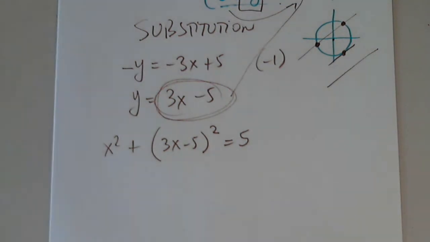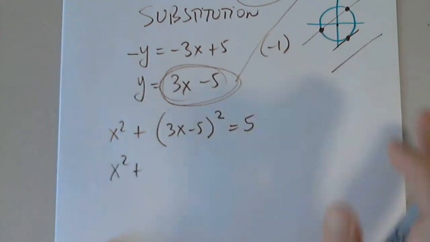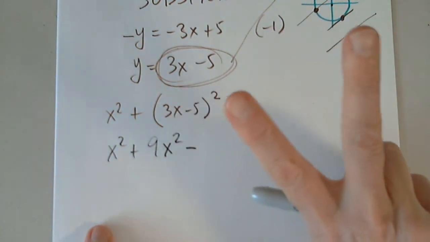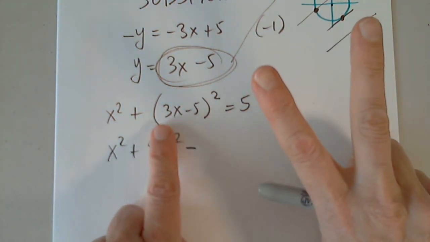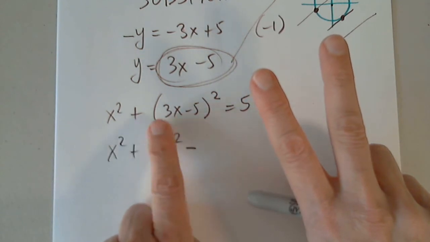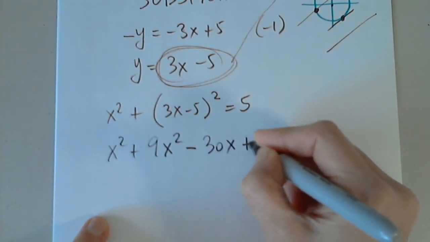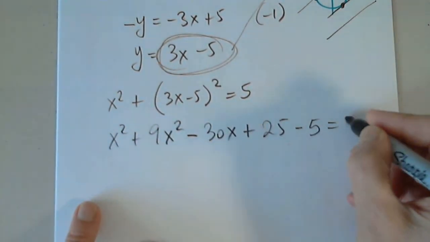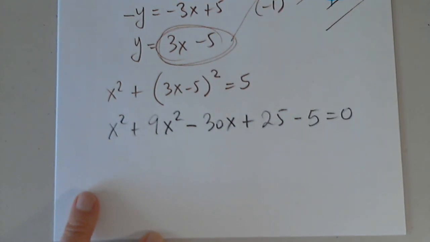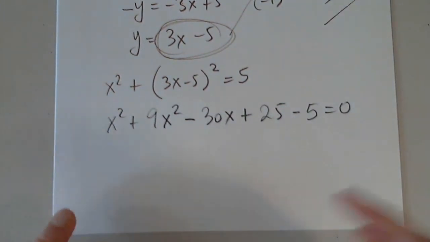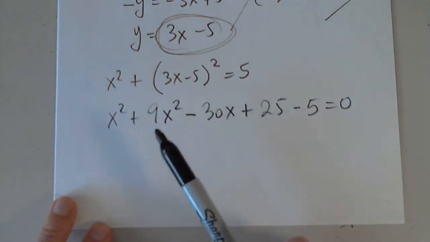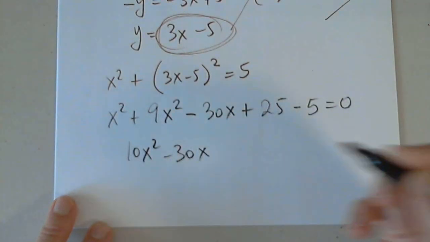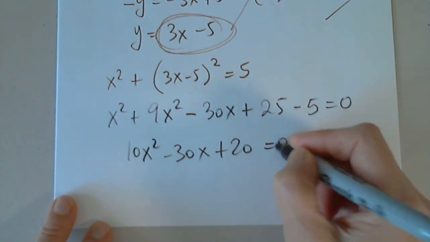Okay, so x squared plus the first term squared, minus 2 times 3 times 5. When I multiply 2 times 5, I get 10. 10 times 3 is 30. And plus the second term squared. Of course, it's quadratic. I have to move 5. I will combine like terms. I have x squared plus 9x squared, so this is 10x squared. The negative 30x will stay, and this is positive 20.